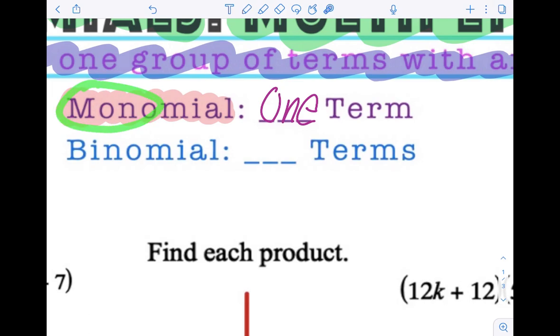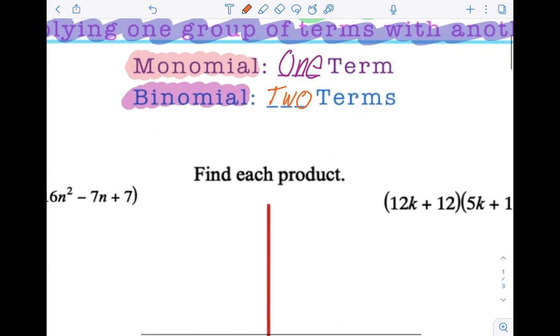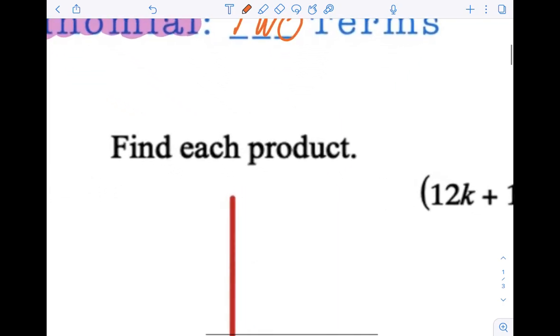Mono means one. Okay. The second term we're going to know is binomial. And you guys can probably figure out what binomial means, right? If monomial means one term, then binomial means two terms, right? A bicycle has two wheels, so it's a binomial, right? So monomial, one term; binomial, two terms. Okay? So let's take a look at some examples.